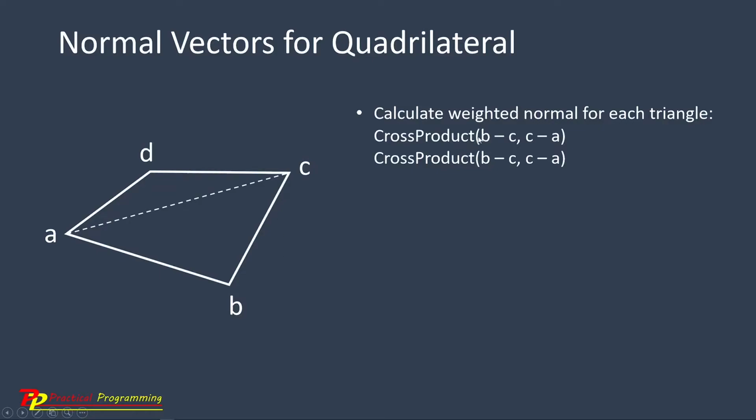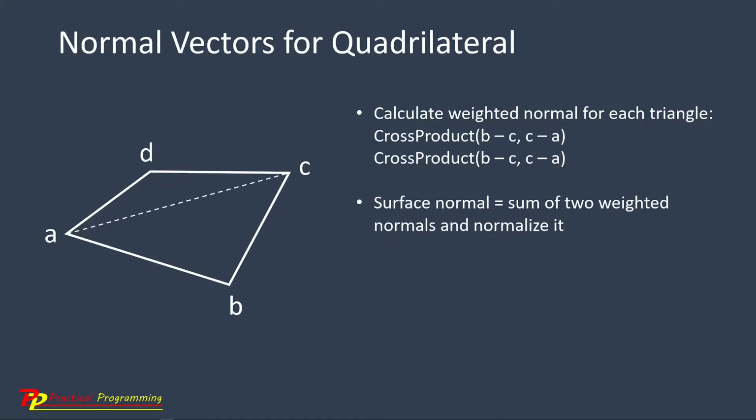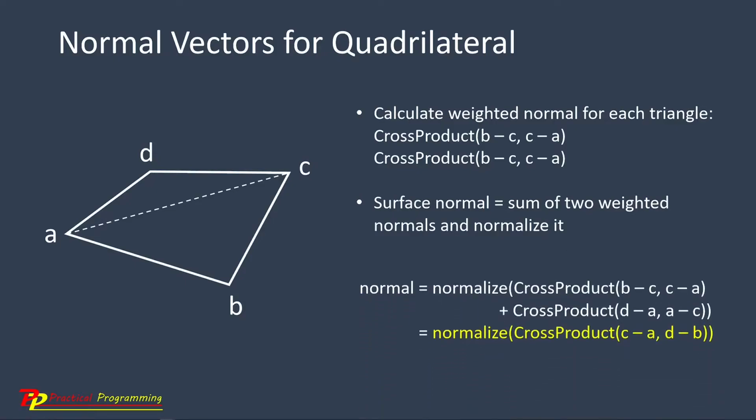It gives the weight and also gives the direction. This is the cross product for the triangle CDA. So we first calculate the weighted normal for each triangle. The next step is to calculate the surface normal from the weighted triangle normals. The surface normal is equal to the sum of these two weighted normals of the triangles, and then we normalize it. Here is the formula: the surface normal equals the normalization of these two cross products for these two triangles.